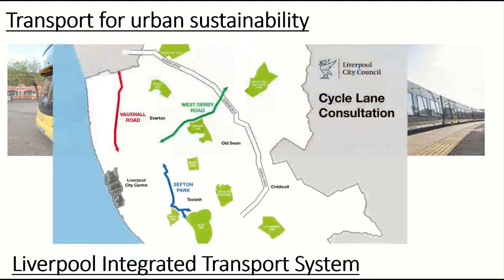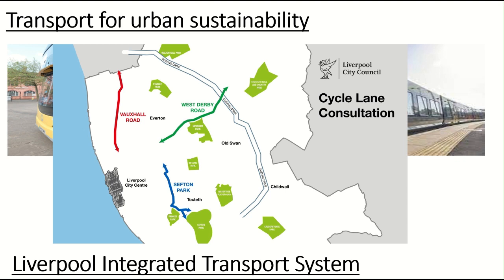What they've also tried to start doing is they've tried to start building brand new cycle lanes into Liverpool. Now, these do not cut it. At the moment, I would still not say that Liverpool is a great bicycle city. However, you can see the Vauxhall Road, the Sefton Park Road, and the West Derby Road. They are trying to increase the amount of safe cycle lanes that are available for people within the city. Again, this is really, really important because a combination of all three would allow urban sustainability.